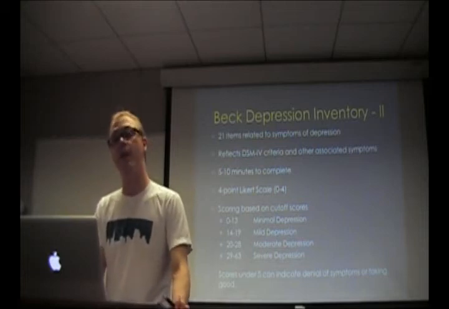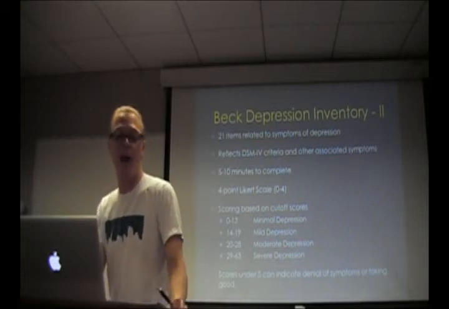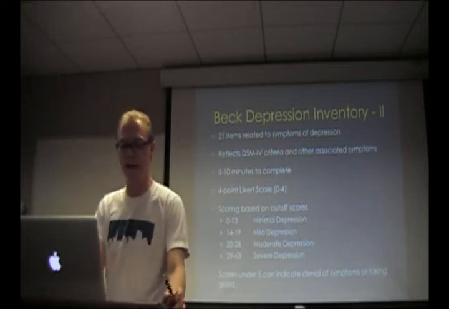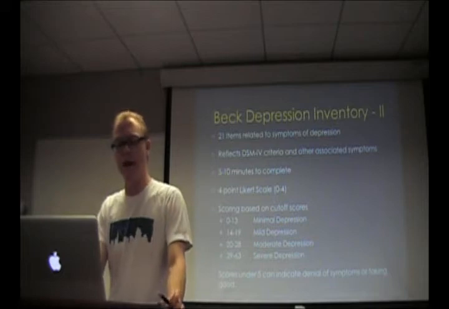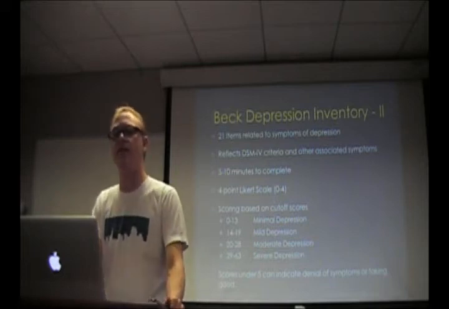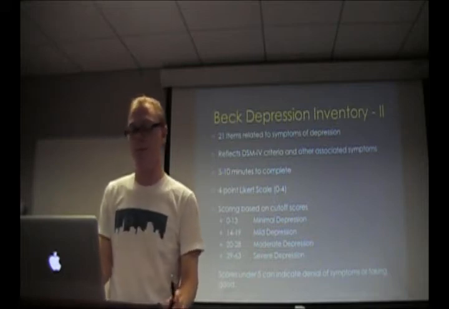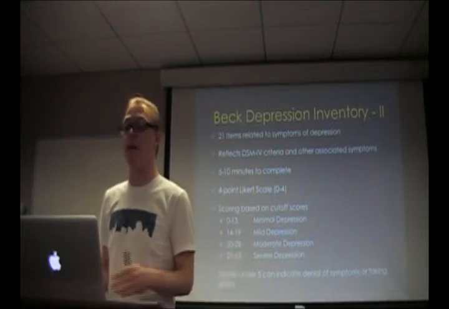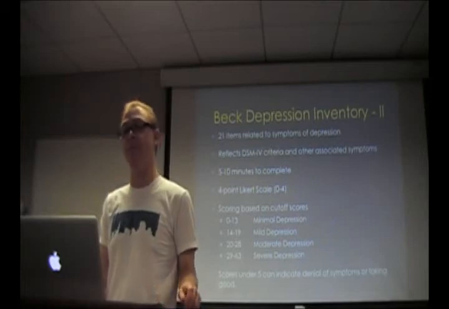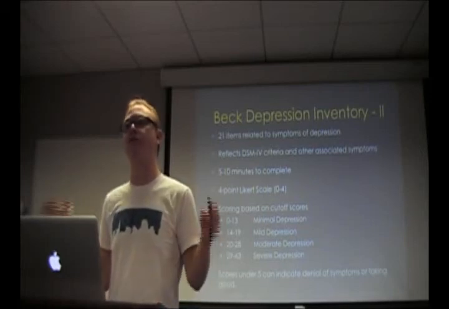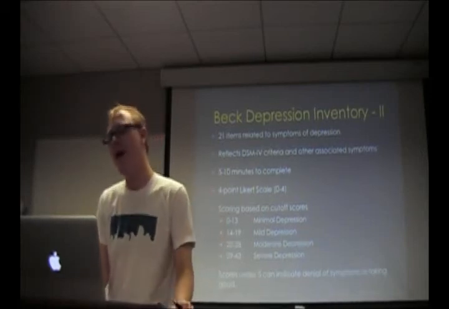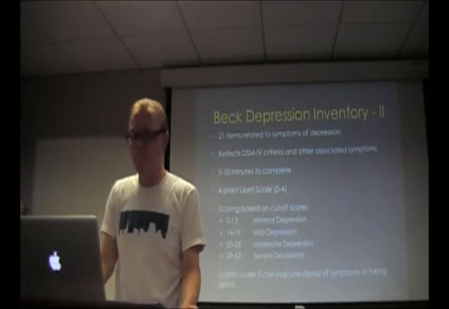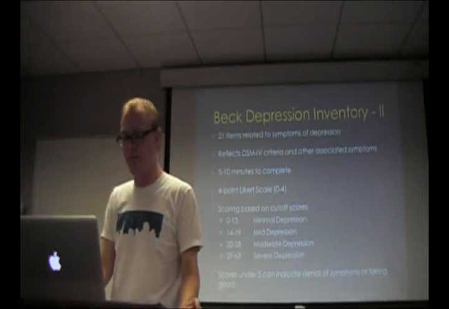So usually based on the normative sample, people that have anywhere from 0 to 13 have minimal depression, 14 to 19 is mild depression, 20 to 28 is moderate depression, and 29 to 63 is severe depression. So they plotted people out, they compared it to clinical samples, and they said, this is what captures best the people. And I would probably try to remember sort of these norms. Probably not all that important.